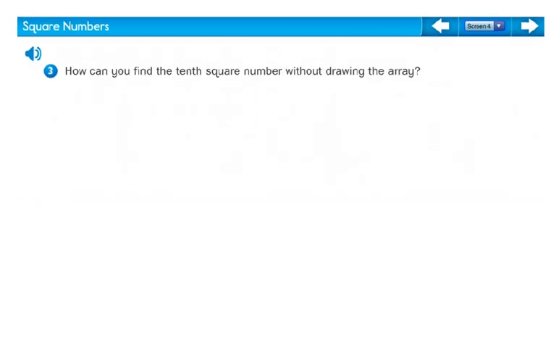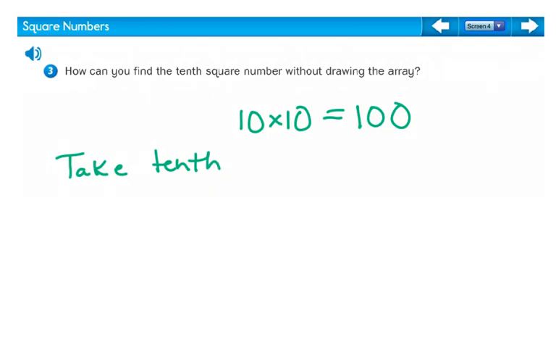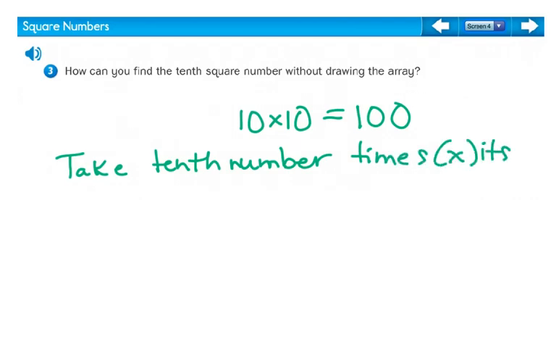How can you find the 10th square number without drawing the array? Well, if I go to the 10th number, all I have to do is multiply it by itself, correct? What's 10 times 10? 100. So I would take the 10th number, write this on the line, times itself. Take the 10th number times itself for number 3.